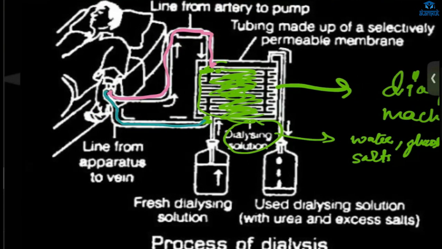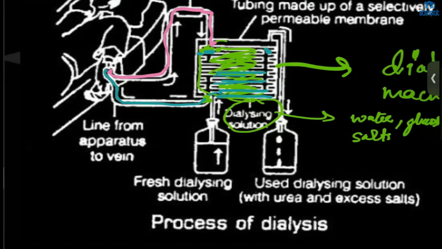This is how it works. This dialyzing solution is made up of selectively permeable membrane. So it allows the flow of only certain substances. See, so this will collect the urea and excess salt. Here, the clean blood will go back.